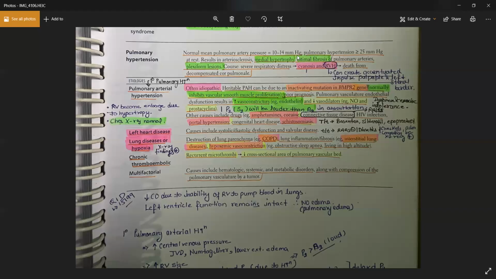Complications, they can ask you. Findings about these vessels, they can ask you. So these are all the questions which could be framed on pulmonary hypertension. So any doubt, please ask.